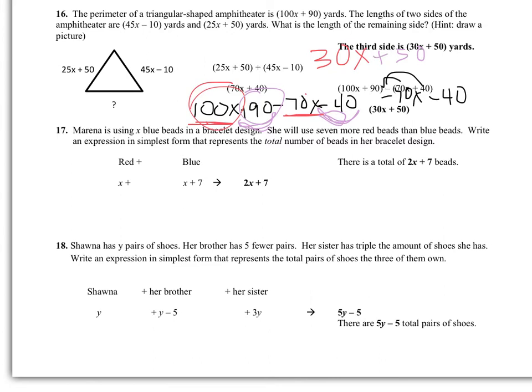So if I were to say, what would my third side be? I would say 30x plus 50, or as beautifully as it's written right there.